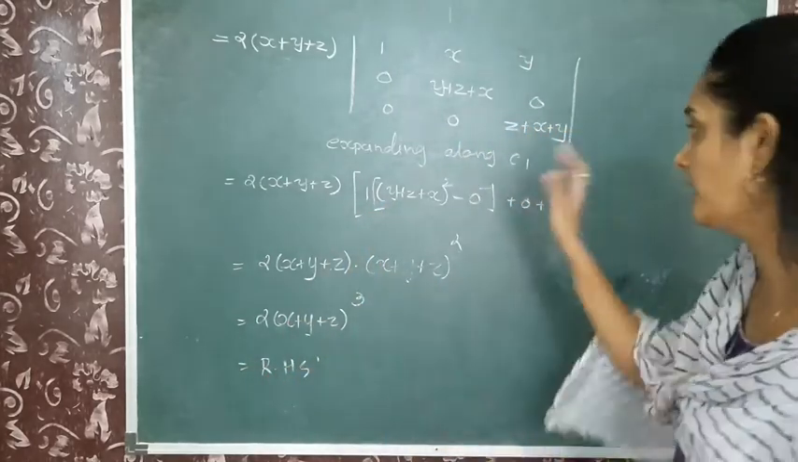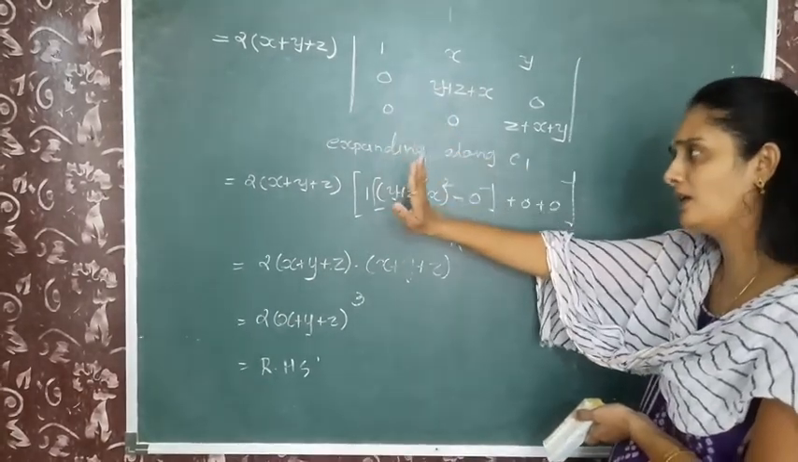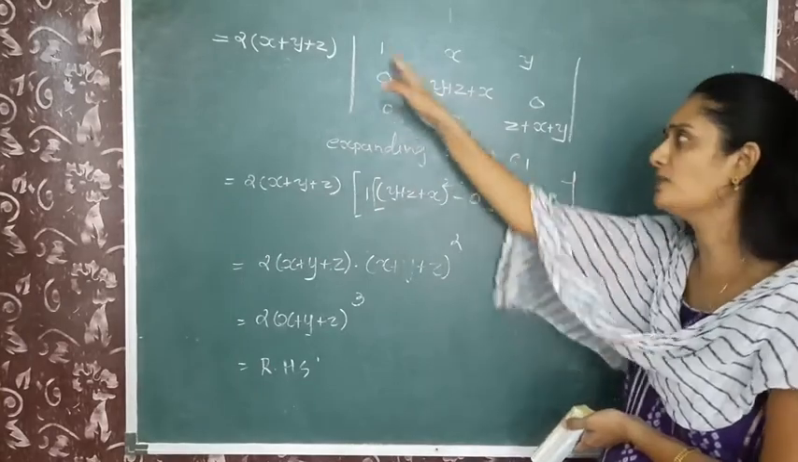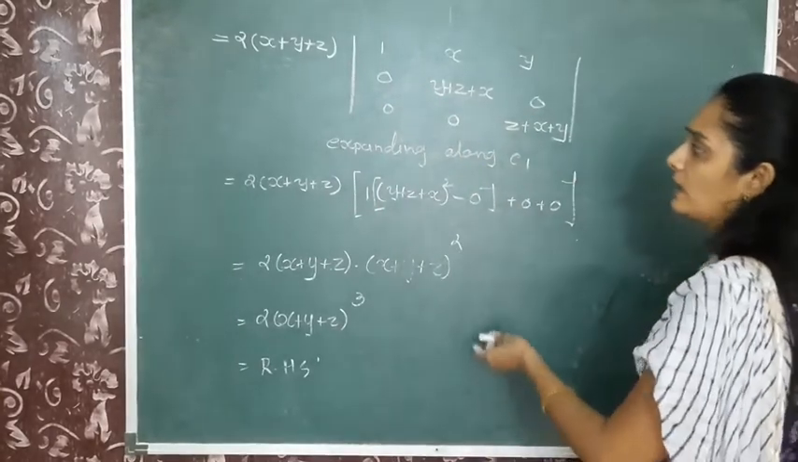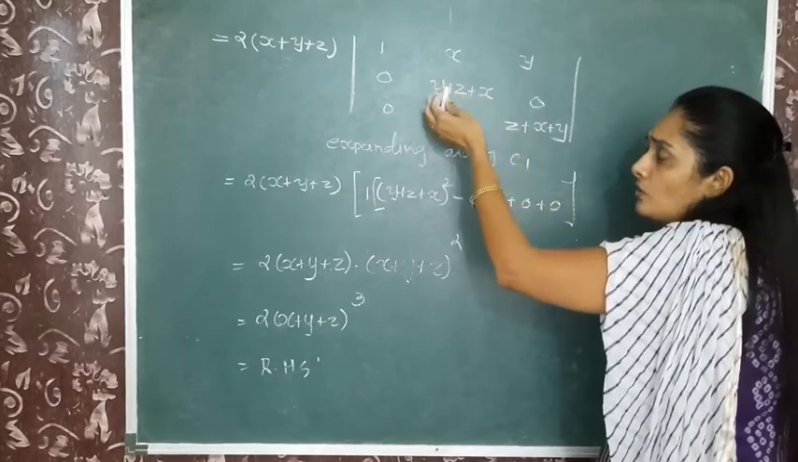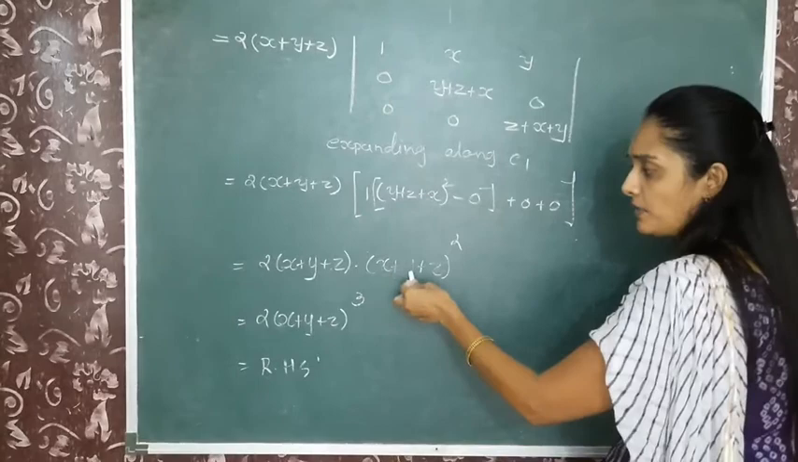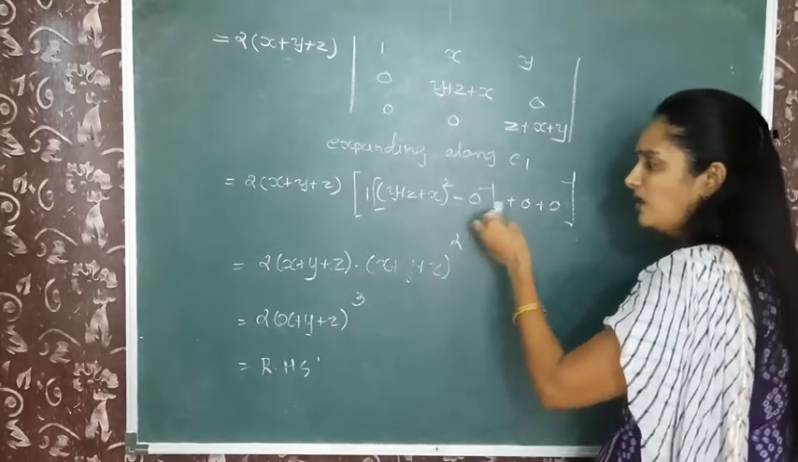Now I want to say, it is not necessary to expand along C1, that means the first column. If you expand it along the first row, because we are used to the first row very much, then the answer is also x plus y plus z whole square, with two steps more.